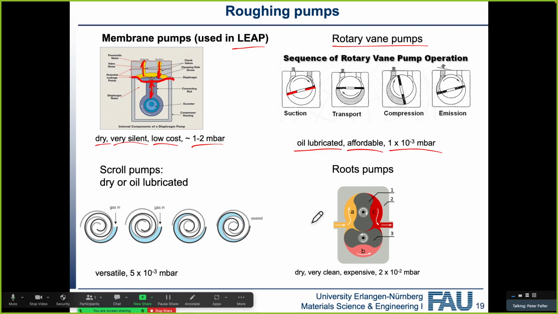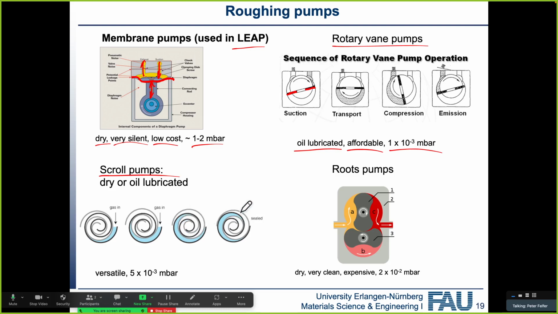Scroll pumps are also a type of pump that we use very often. And essentially, there are 2 scrolls that move in a fashion like this with respect to each other. So one is static, and the other one moves in an eccentric motion. And through that, we have a trapped volume.